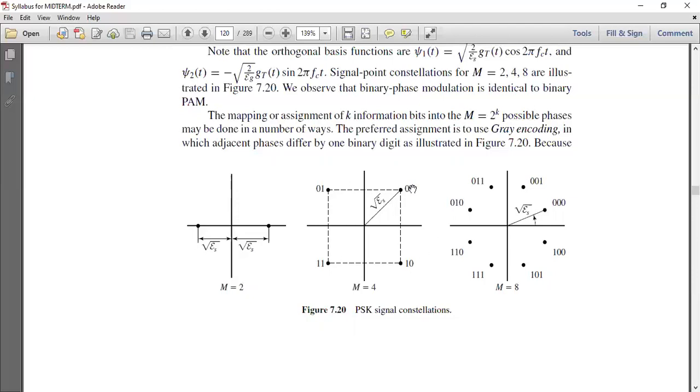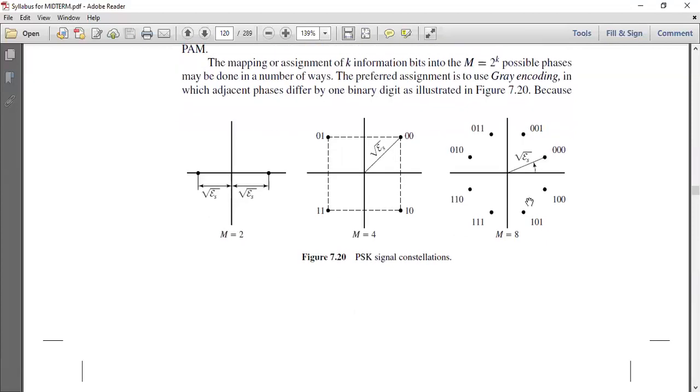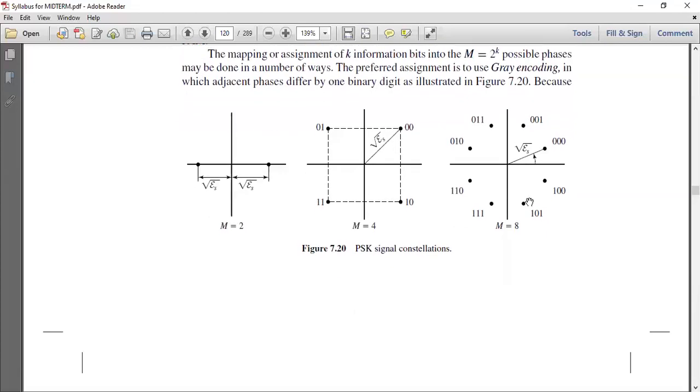So this is called gray coding, this gray encoding scheme, where you just change a single bit. Adjacent phases differ by one binary digit. So the bits are represented using the gray encoding scheme. So this is 2 PSK, 4 PSK, and this is now the diagram for 8 PSK.